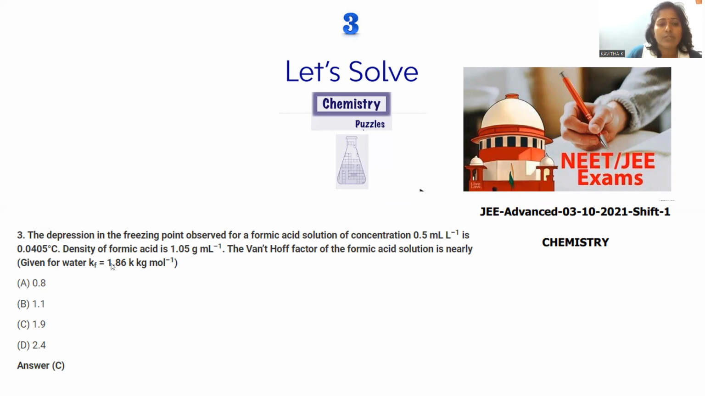The answer we have to predict is what you have to find out. Depression in the freezing point is given to you, temperature is given to you, density is also given, and Kf is also given to you. So the van't Hoff factor is to be predicted. The right answer will be 1.9. Option number C is the right answer.